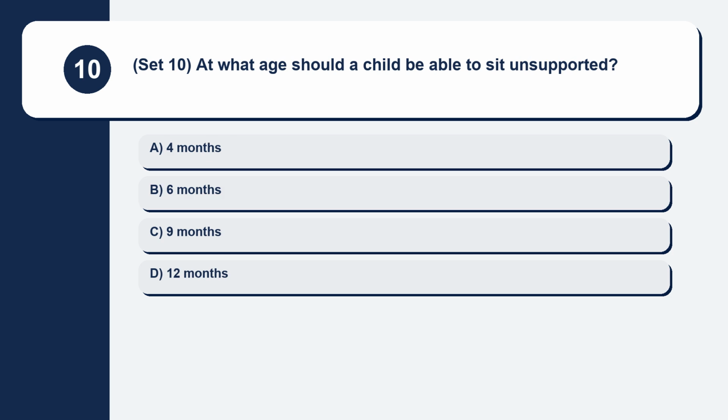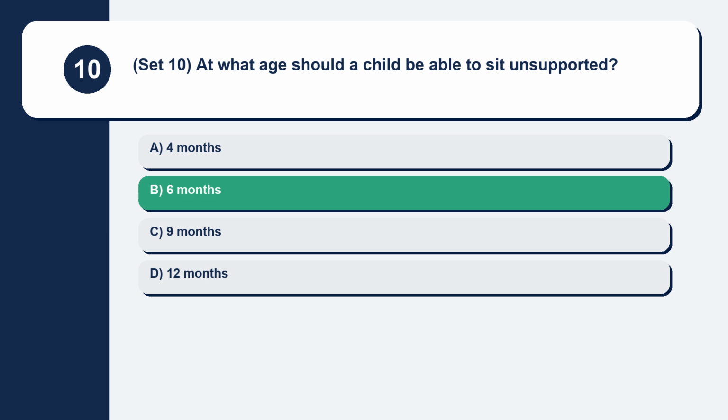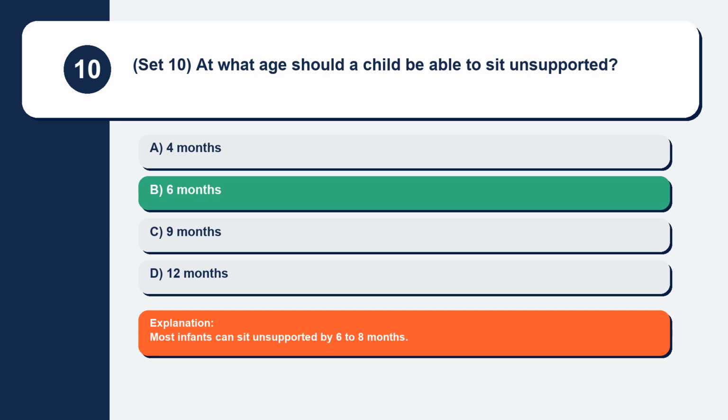Question 10, Set 10. At what age should a child be able to sit unsupported? 4 months, 6 months, 9 months, 12 months. Most infants can sit unsupported by 6 to 8 months.